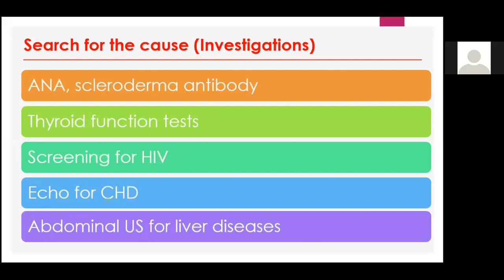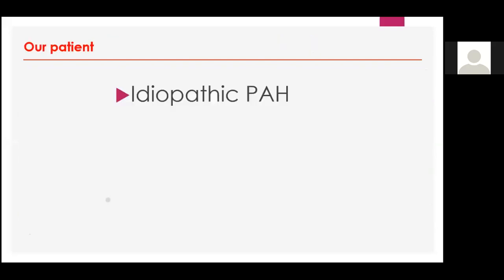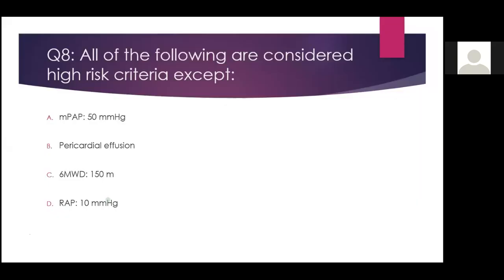So our patient turned out to be idiopathic pulmonary arterial hypertension. So you diagnose these patients and you need to do a risk stratification. Which patient is low risk, intermediate risk, and high risk.